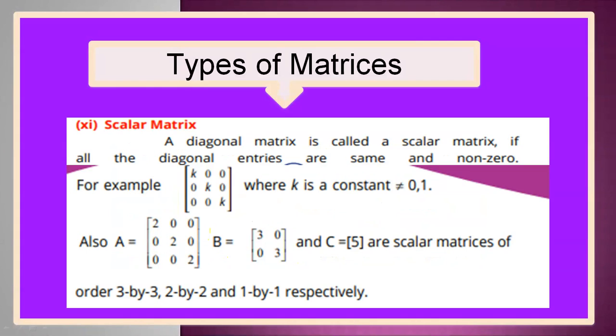The next type is scalar. It's a kind of diagonal matrix, yes, but you know what's special? It has the same number, the same constant, along the diagonal, while the other entries are zero. The diagonal numbers should be the same. So that type is scalar. Okay, now what about the next? Interesting.